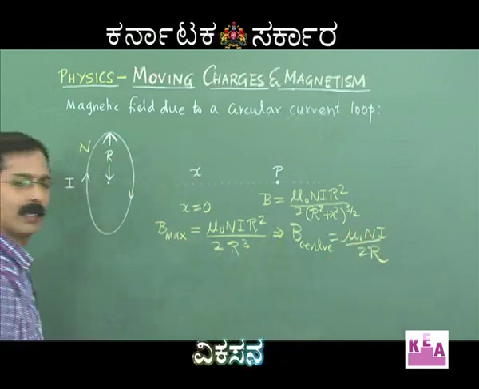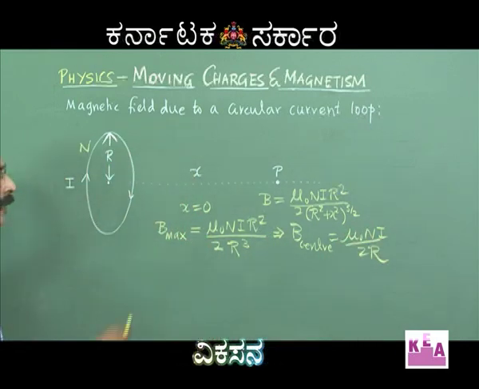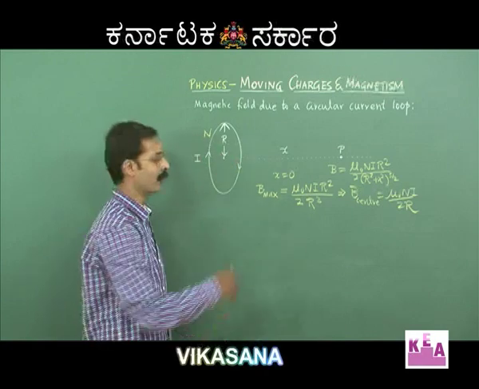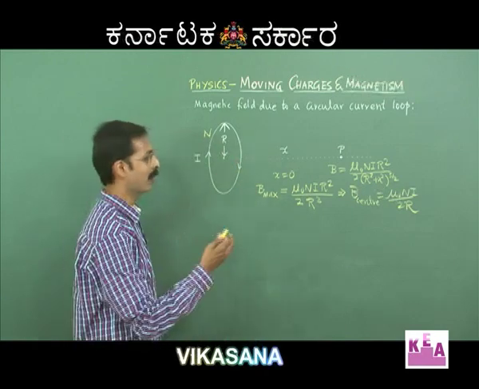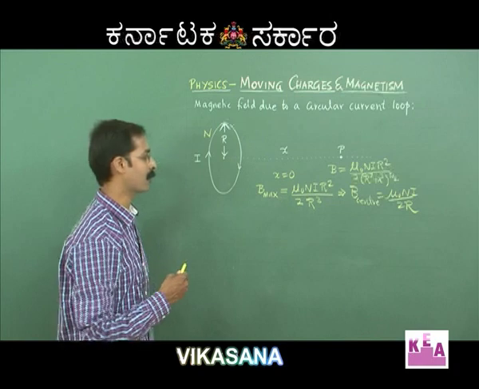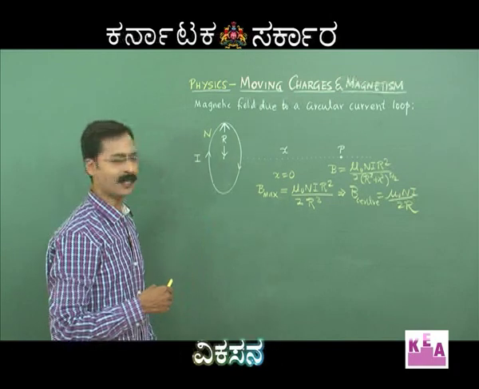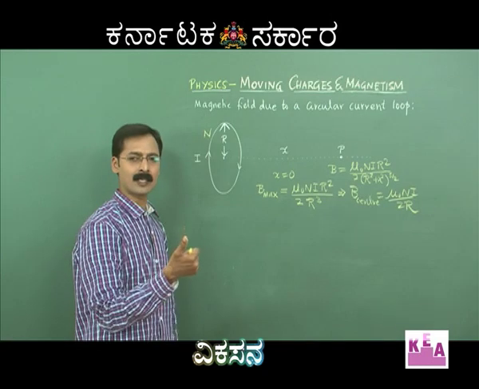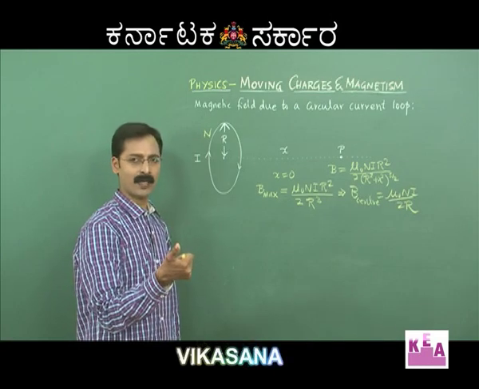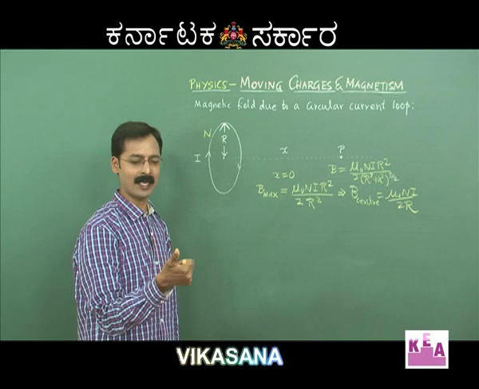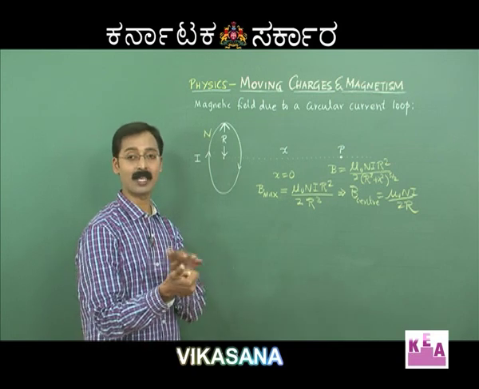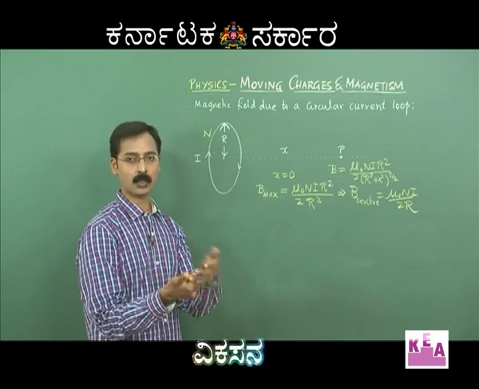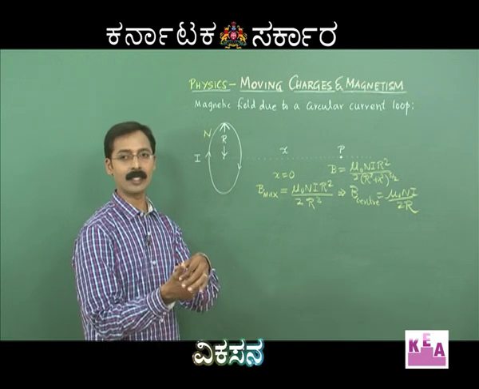As you can see here, magnetic field at the center of a current loop is directly proportional to the number of turns in the loop, is directly proportional to the current in the loop, and is inversely proportional to the radius of the loop. The direction of the magnetic field can be found out using right hand clasp rule. That says that if you curl the fingers of your right hand such that your thumb is perpendicular to the curled fingers, if the curled fingers show the direction of the current, then the thumb gives you the direction of the magnetic field.